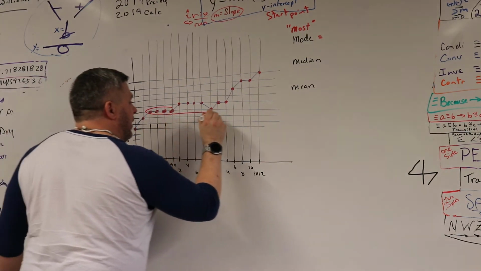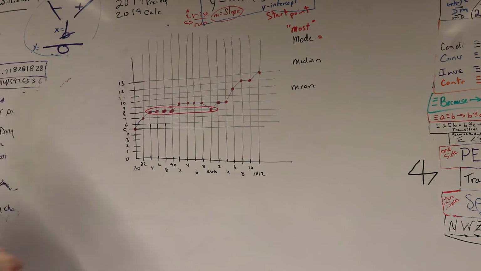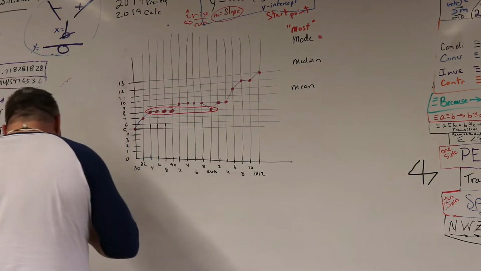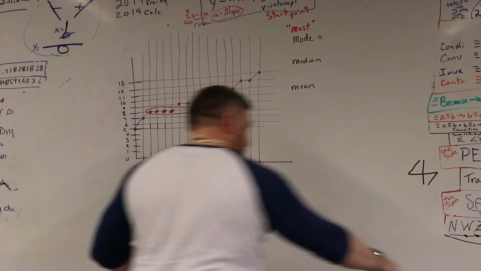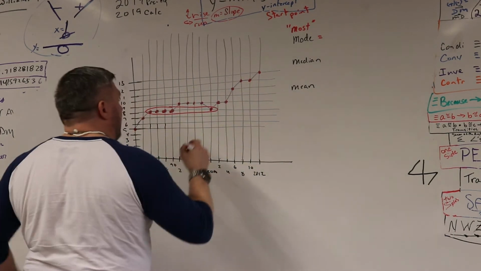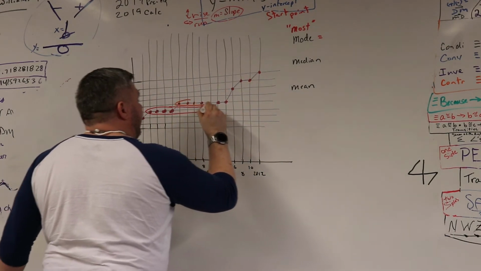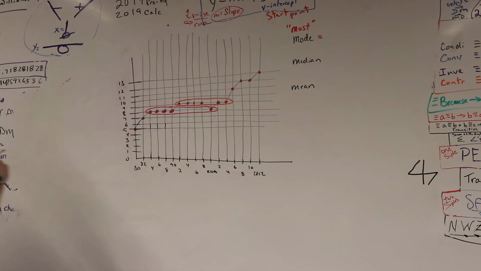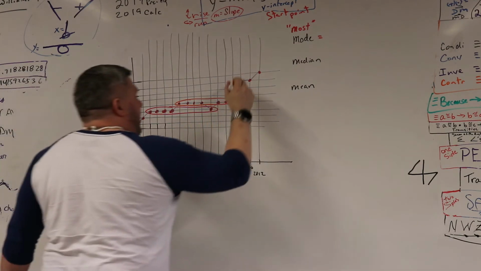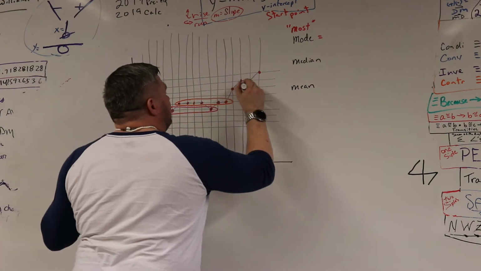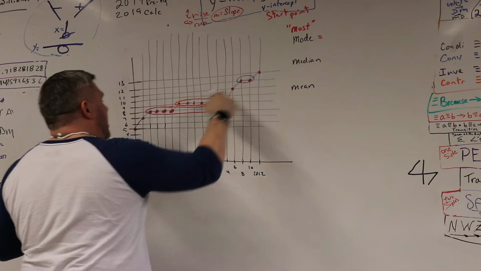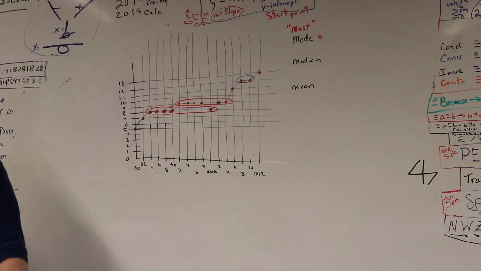1, 2, 3, 4, 5, right? And we have, where's my green? I'll use orange. We have 1, 2, 3, 4, 5, 6, right? Then we have 2 up here. And then 1 and 1. So there's 2 of these, and then there's 1, 1, 1, and 1. Does everyone see that?